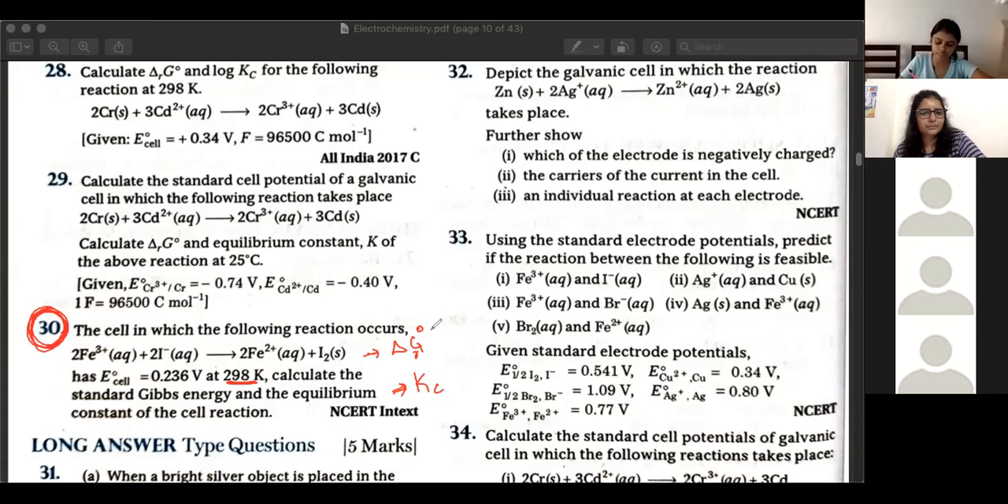You have the relation between all of these things: delta G naught and E naught cell, Kc and delta G also. So it's a direct application of the formula. The only thing you need to be careful about is the value of N. Before you start the calculation, send me what value of N you're taking.